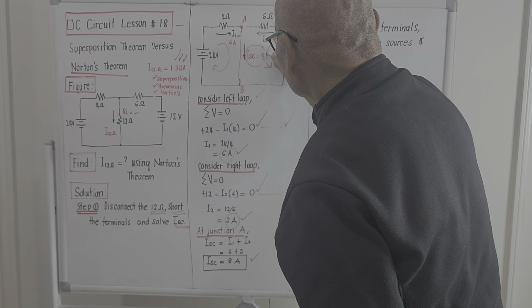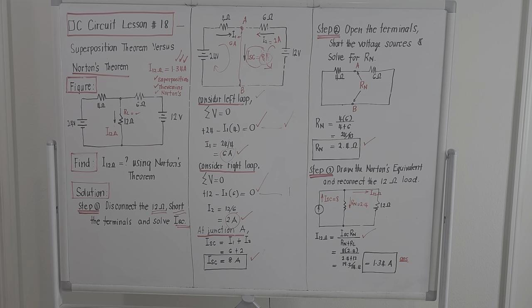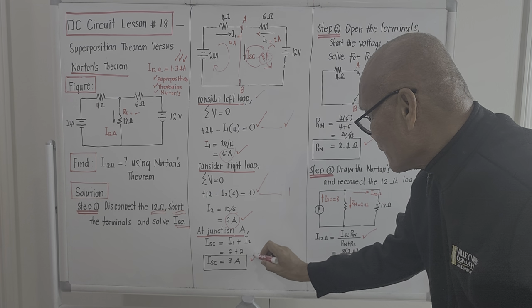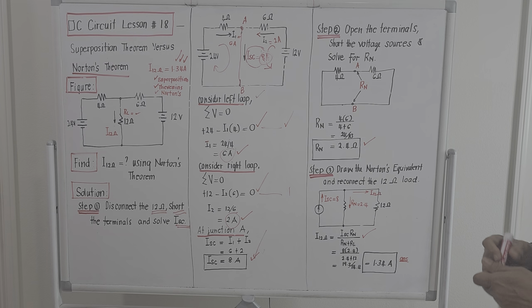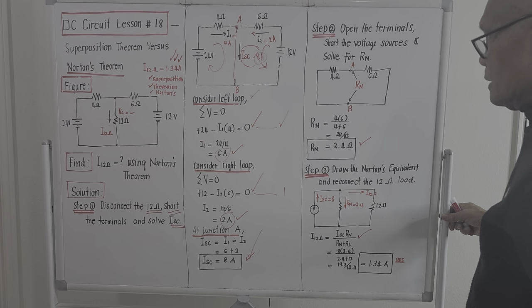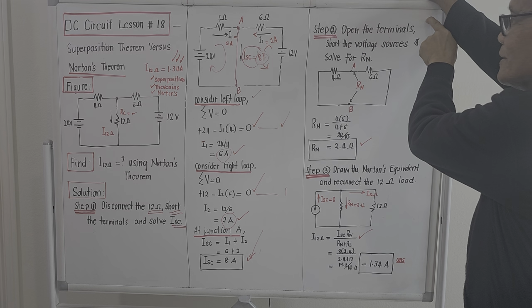I need to replace my pen now. 8 amperes, right? So we will use this one in the final computation of the current passing through the 12 ohm load. Okay, step number 2. Step number 2, we open the terminals.